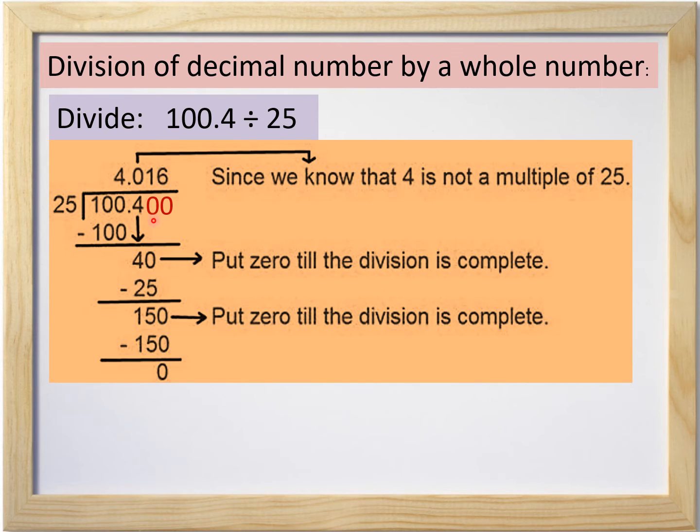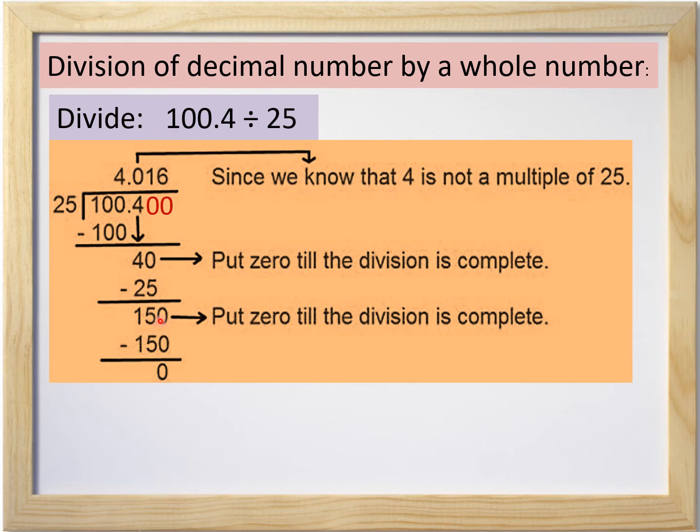So we will bring this 0 down. Now this number will become 40. So 25 will go in 40 one time. 25 ones are 25. Now 40 minus 25 is equal to 15.